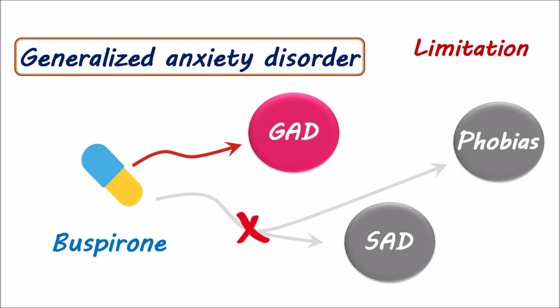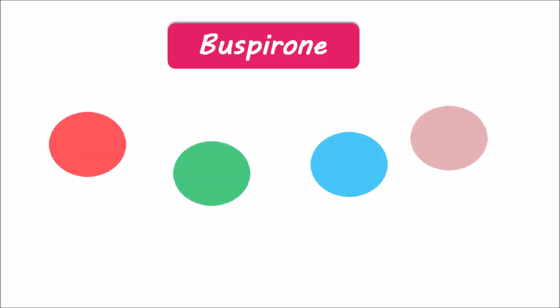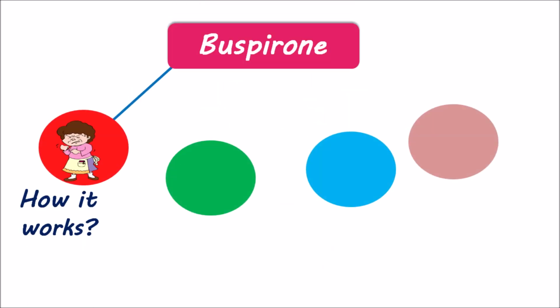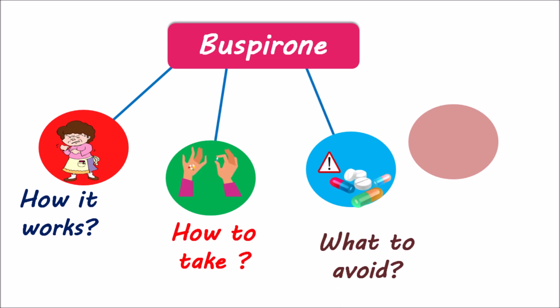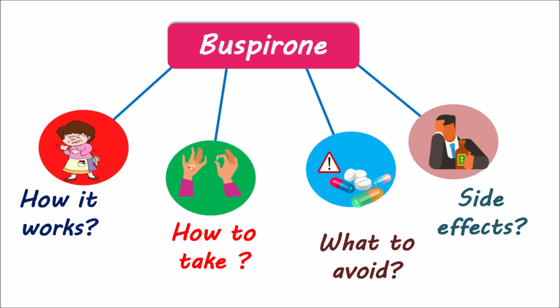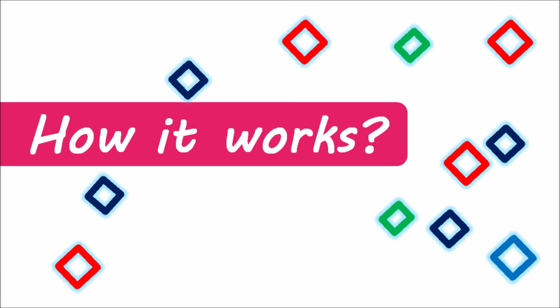In spite of these limitations, Buspirone can still be used for the treatment of chronic anxiety states like generalized anxiety disorder with a low side effect profile. In this video, I am going to discuss how Buspirone works as an anxiolytic, how to take this drug, what to avoid, and the more common side effects observed with the use of Buspirone. Let's start our discussion with the mechanism of Buspirone and how it acts as an anxiolytic.